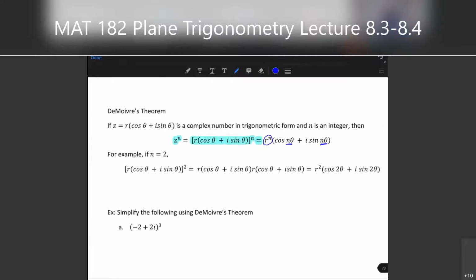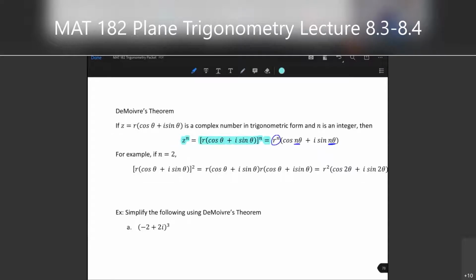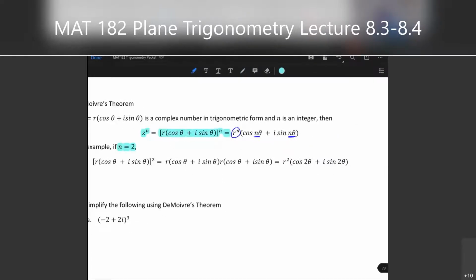So just as an example here, when n is equal to 2, we have a kind of example of what this would look like. Your new complex number is going to have the form r squared (cosine 2 theta plus i sine 2 theta). And so you can kind of see how the pattern works with an actual example there.